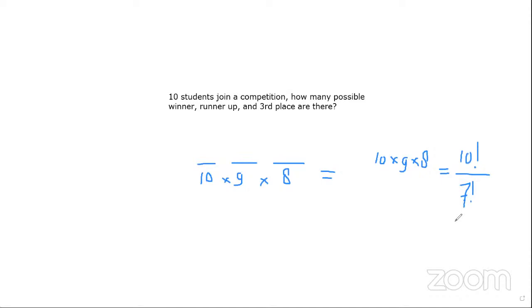So in the exam, I expect you to give this kind of answer. Not calculate 10 times 9 times 8. If you give 720, I don't know where the 720 comes from. If you have something like this, then it's clear. Okay?